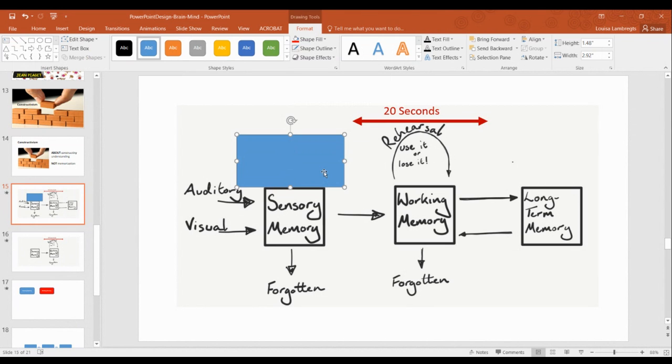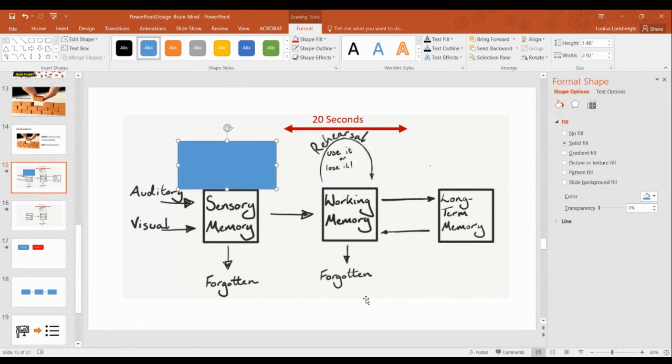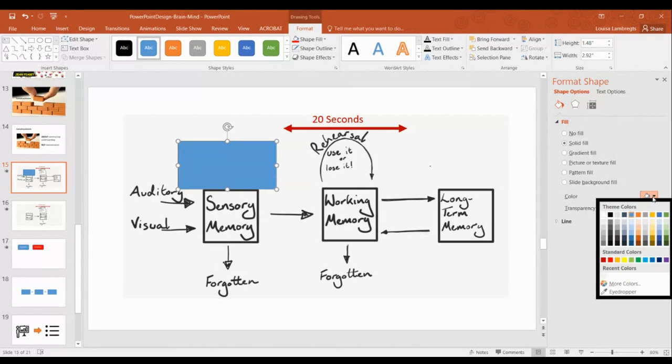But what I like to do is if I right click, so I'm using a Microsoft PC, I'm not using a Mac. If I right click on the shape, I like to go straight to format shape, which is at the bottom of that right click menu. Then I have options to change the color. So here beside color is the drop down.